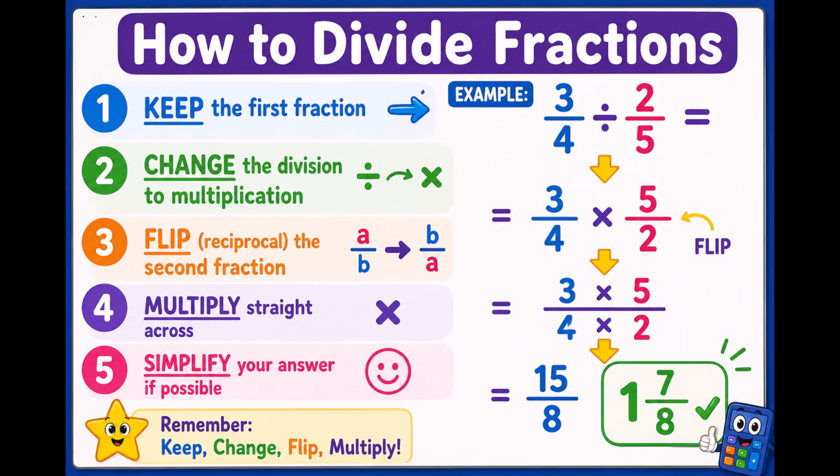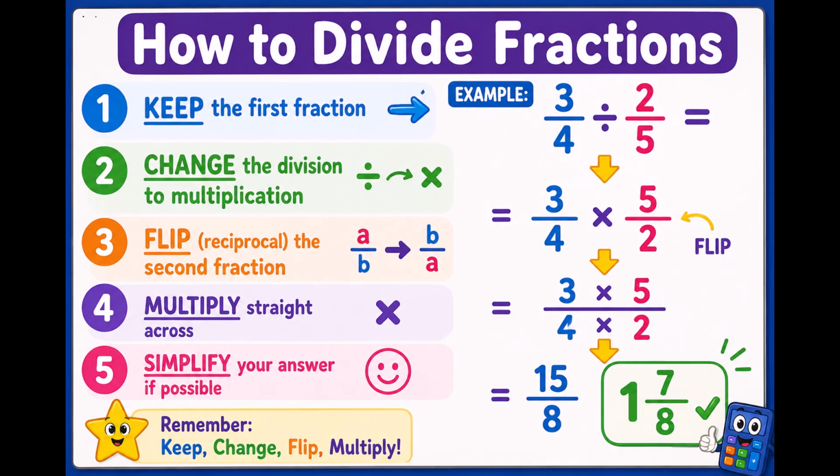So then step 3, flip the second fraction. Flip the second fraction by switching the numerator and the denominator, the reciprocals. We're going to do the reciprocal. The reciprocal of 2/5 becomes 5/2. Now our problem is 3/4 times 5/2.